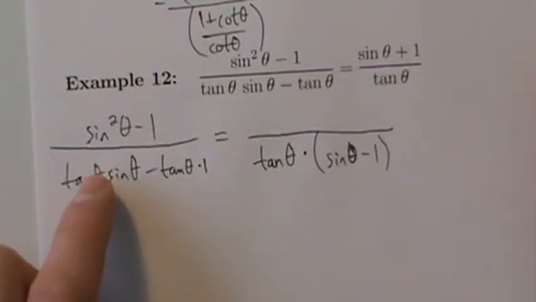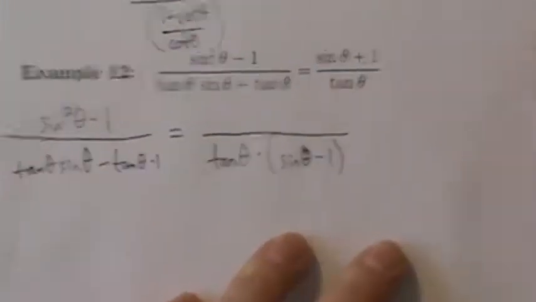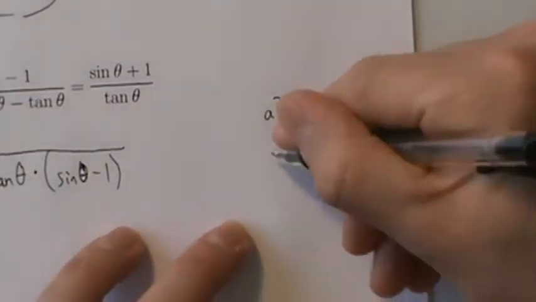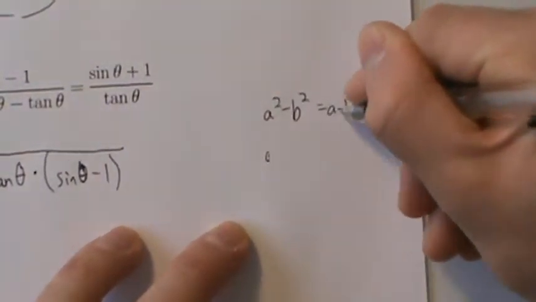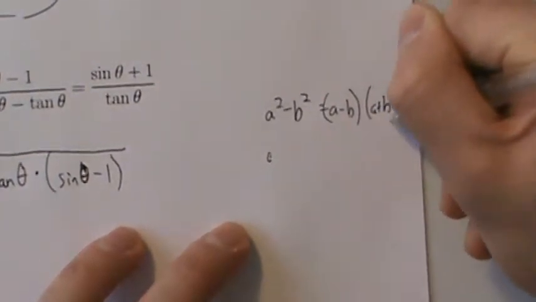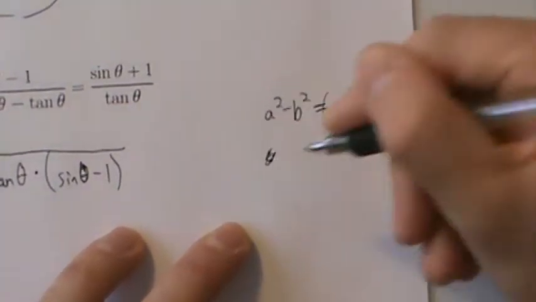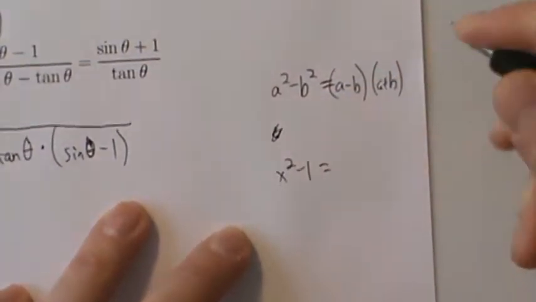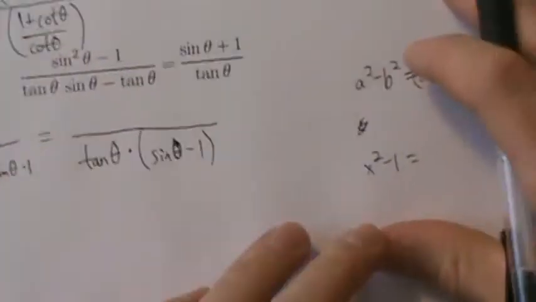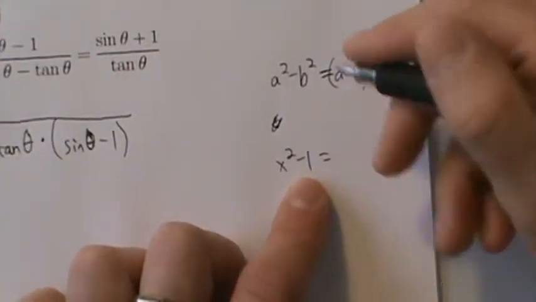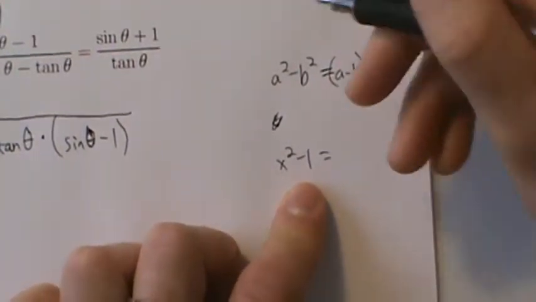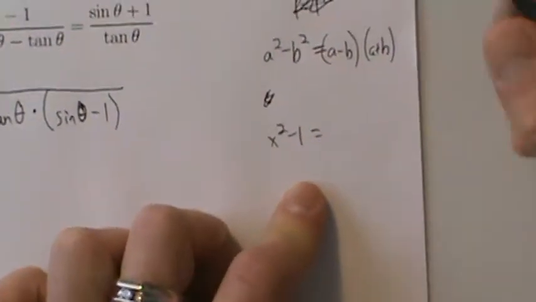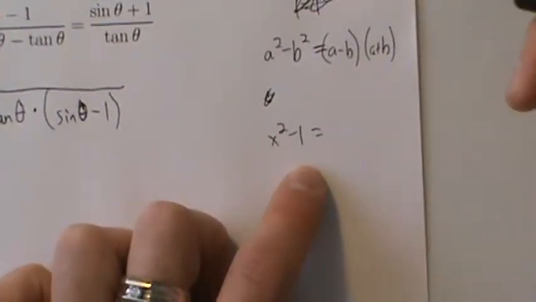That's actually a difference of squares, right? So remember, if we have something like a squared minus b squared, how do we factor that? That's just a minus b times a plus b. Or a little more similar to our case, what if we have x squared minus 1? Here we have sine squared of theta minus 1. Remember, 1 is the same thing as 1 squared, so it's really a difference of squares, because 1 is the same thing as 1 squared. So this is x squared minus 1 squared, so we can use the same thing.